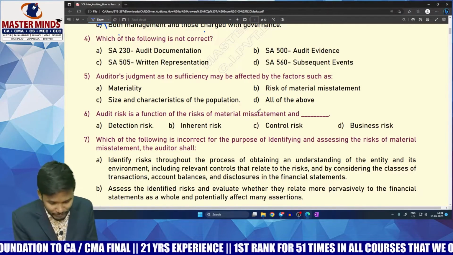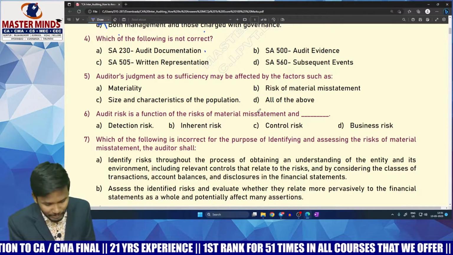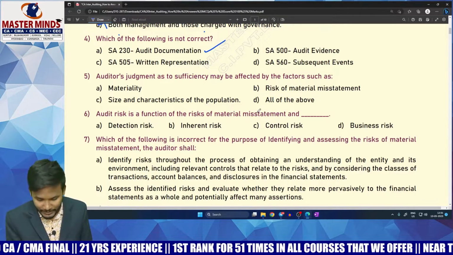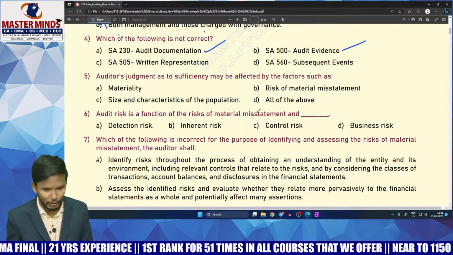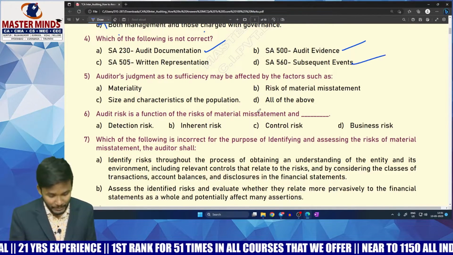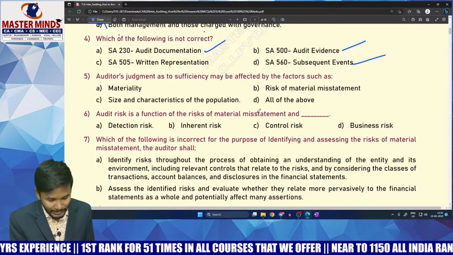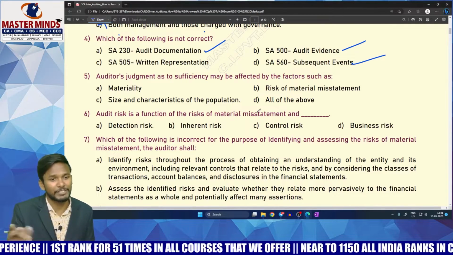So which of the following is not correct? Sir, SA 230 talks about documentation. We know that. SA 500 talks about evidence. That is also well known. SA 560 is subsequent events. But if you see SA 505, SA 505 talks about external confirmation.